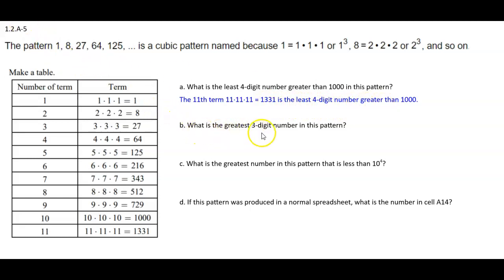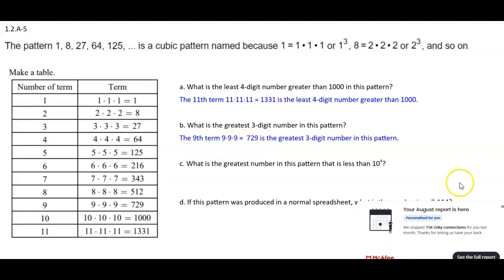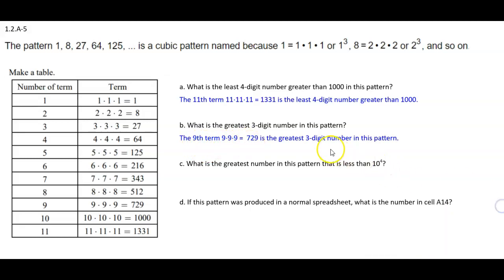Next, what is the greatest 3-digit number in this pattern? Well, the first 3-digit number is 125, which is the 5th term. 216 is the 6th term. 343 is a 3-digit, 7, 512 is 8. So it looks like 729 is the greatest 3-digit number in the pattern, which is the 9th term. So we would say that the 9th term, 9 times 9 times 9 equals 729, is the greatest 3-digit number in this pattern.